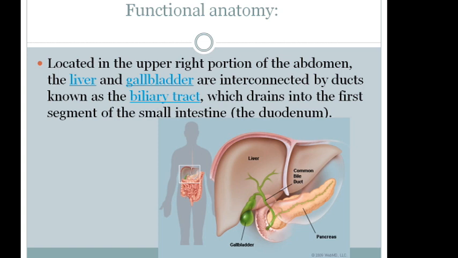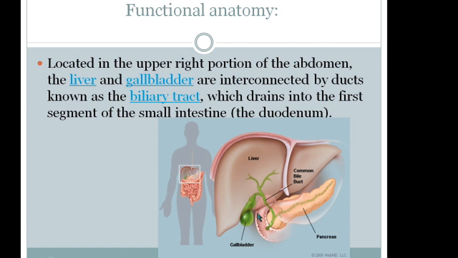Liver is located in the upper part of the abdomen. The liver and gallbladder are interconnected by the duct known as the biliary duct or the common bile duct, which drains into the first segment of the small intestine, that is duodenum.